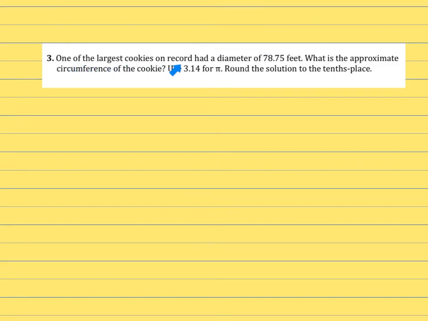One of the largest cookies on record had a diameter of 78.75 feet. What is the approximate circumference of the cookie? Use 3.14 for pi and then round your solution to the 10th place. This question straight out says it wants circumference, and it straight out tells me the diameter is 78.75. If you don't want to draw a picture, you sure don't have to.